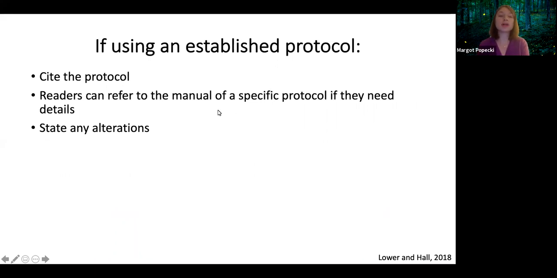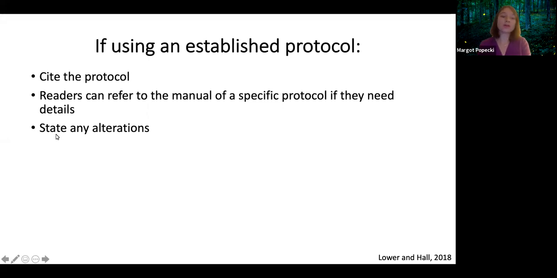If you're using an established protocol, it's a little different. You don't have to provide quite as much justification because it's already there. So if you're referring to a specific paper where they describe the methods they used and you're using those same methods, just cite that paper. For example, if you are extracting DNA using a QIAGEN kit, then you could simply state that you're using that kit. And then the reader could refer to the manual of the QIAGEN DNA extraction kit to get the directives they need.